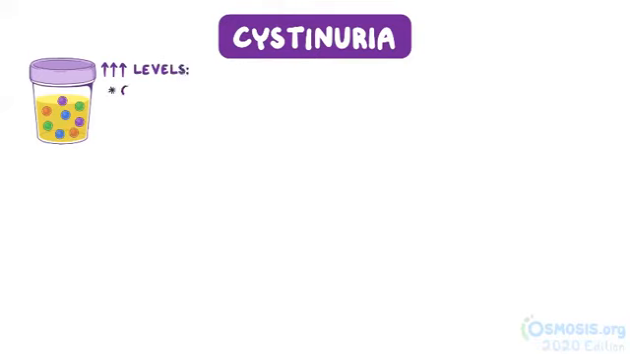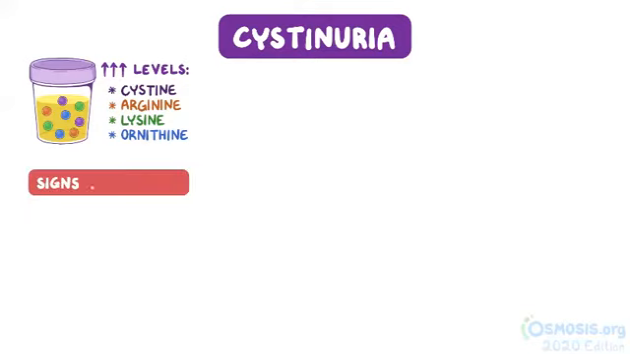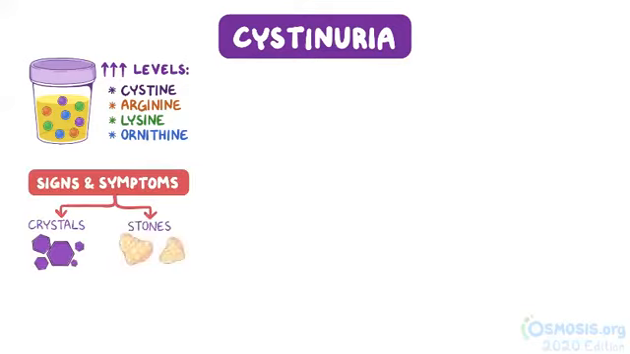While high levels of cysteine, arginine, lysine, and ornithine in the urine are characteristics of the disorder, the main signs and symptoms are caused only by the cysteine crystals and stones. As they stick together and grow larger, they form lemon-yellow stones.